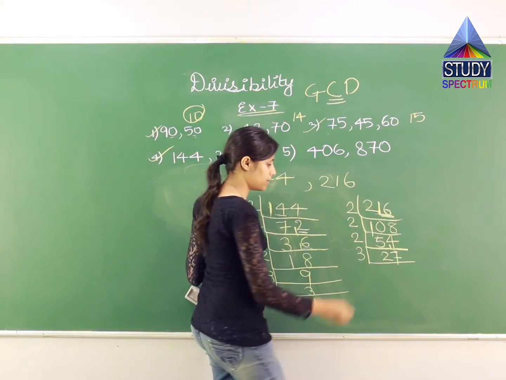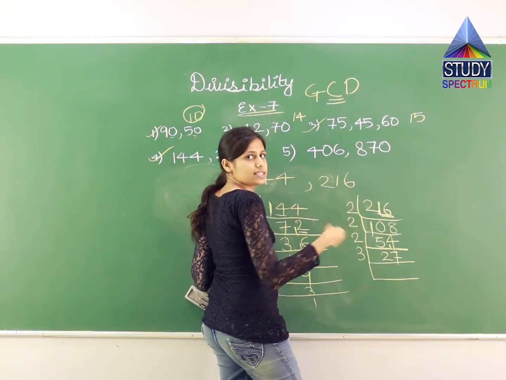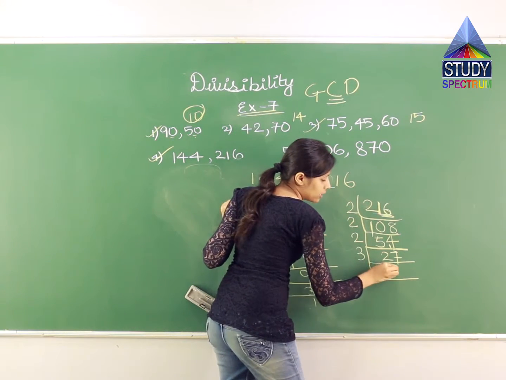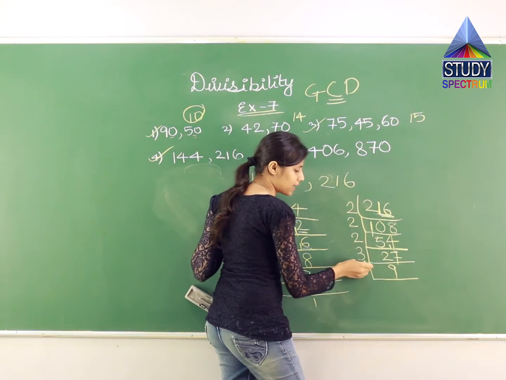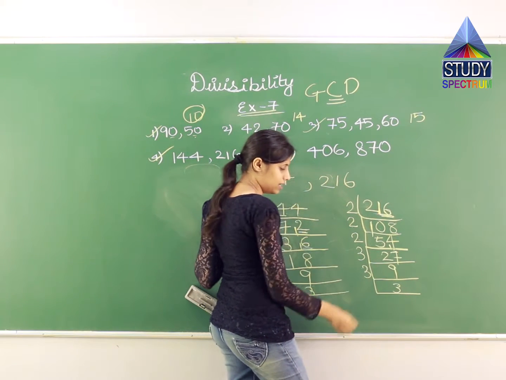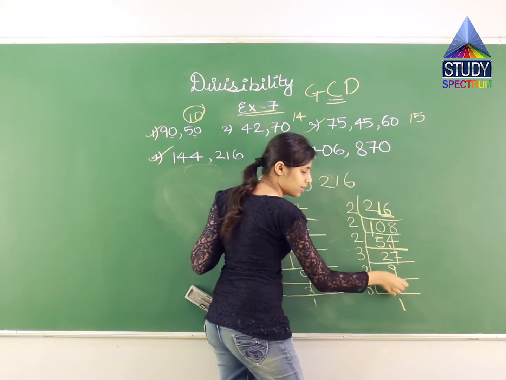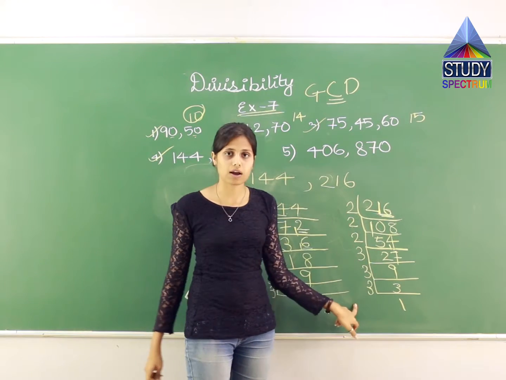So 3 के साथ मैं जब divide कर रही हूँ, 9 3s are 27 और 3 9s are 27. So I'll write 9 over here. Again 9 is not divisible by 2, it is divisible by 3, so I'll write 3. So 3 3s are 9, right? Then again 3 1s are 3. So these are what the factors are for what?